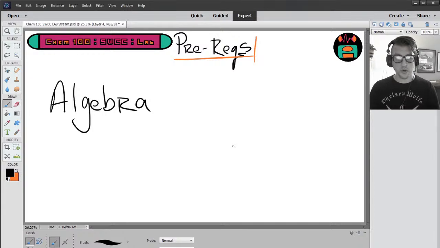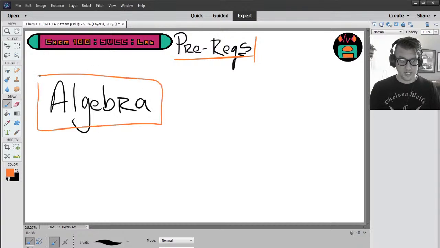If me writing this word algebra on the whiteboard strikes a pang of terror or doubt in you, then that's an indication that if you want to remain in the course and do well in the course, you need to double down and shore up your mathematical foundation.